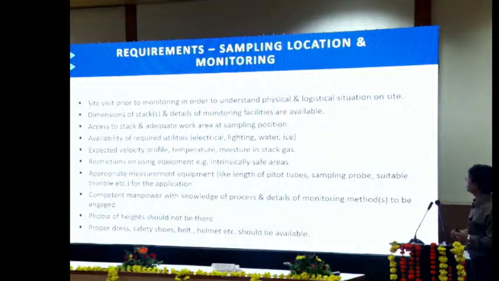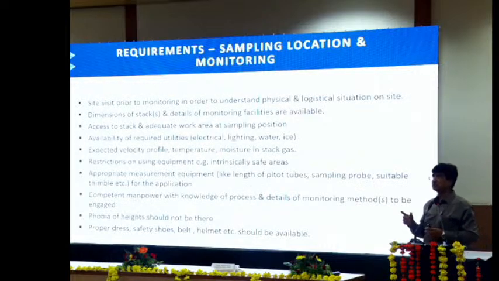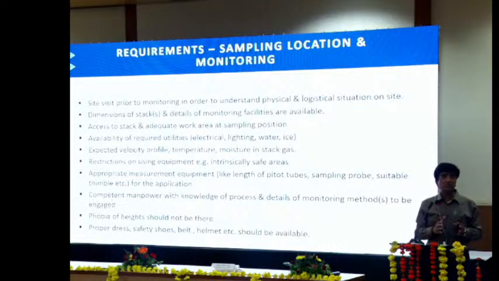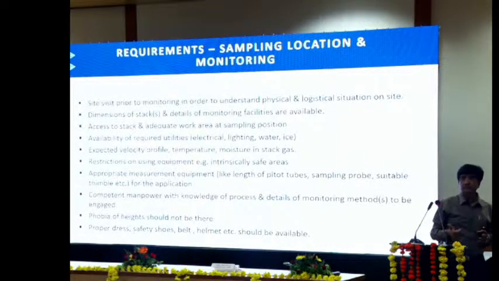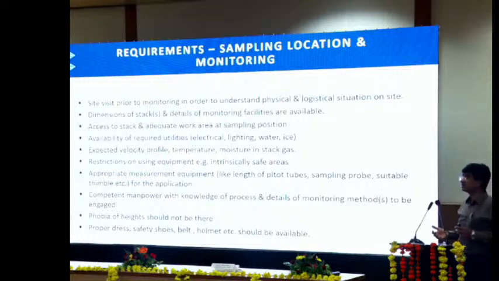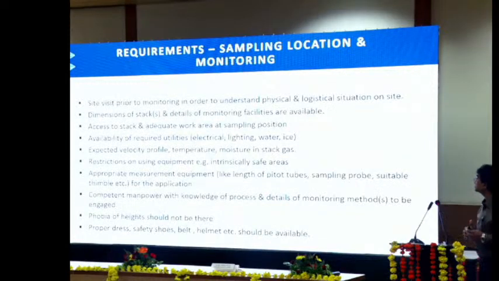Restrictions on using equipment, like for example safe areas. As in the morning Mr. Seen has also mentioned, and Mr. Ronald, suppose it is something where fire hazard is there. So you need to install an instrument which is ATEX approved. So all those particular things, whenever you are doing the monitoring, keep it in mind that the area where you need to carry out the monitoring, is it safe to use that instrument or not? Appropriate measurement equipment like length of the pitot tube, sampling probe, suitable thimble, etc. for the application. So once you have the above data, you can very well select the appropriate hardware with you.